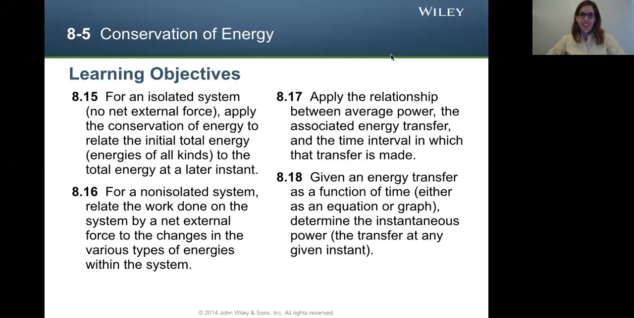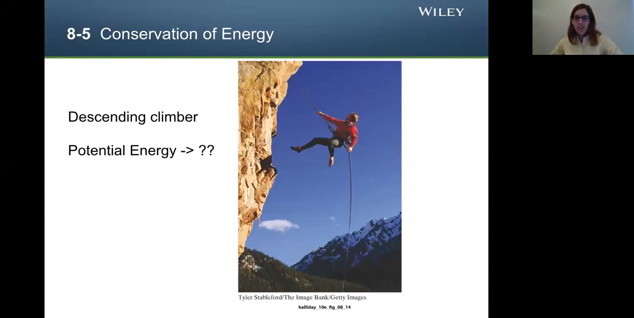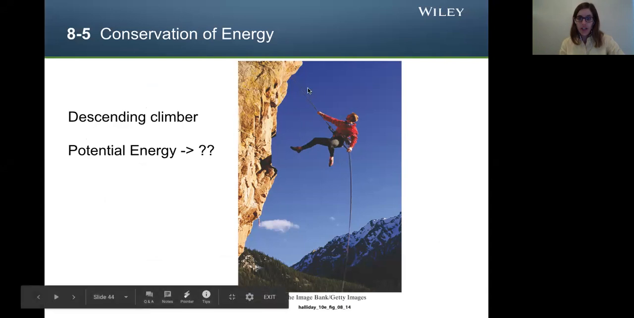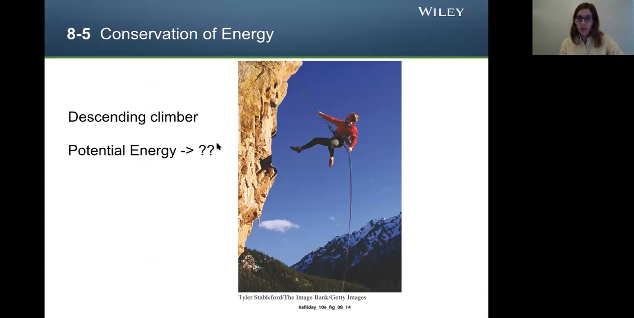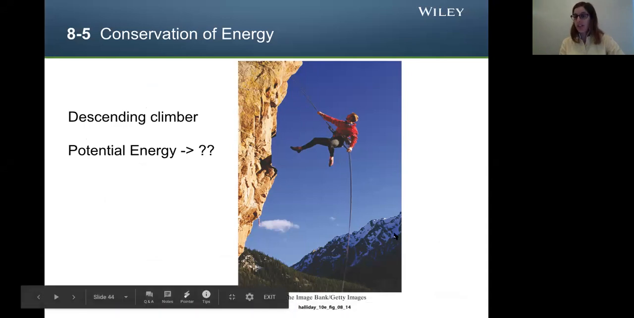Okay, our very last section, 8-5, is the conservation of energy. It's pulling it all together at last. So, first to consider this, we could imagine a descending climber, right? They've done a great job climbing up this rock, and now they want to descend, and they have all this potential energy, but where does it go? Does it become all kinetic energy till they hit the ground?